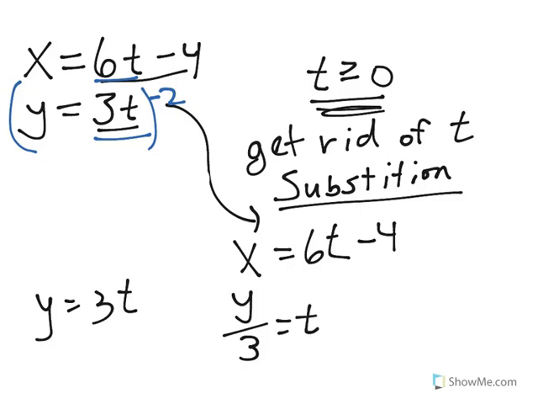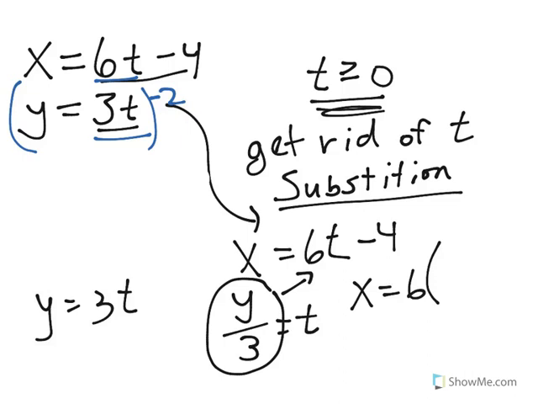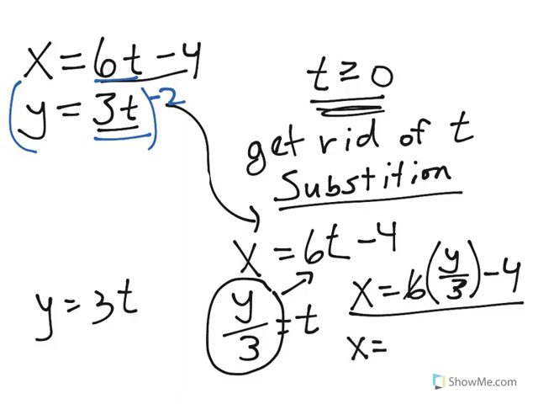And now substituting says where you see a t, replace the t with y over 3. So the top equation becomes x equals 6 times y over 3 minus 4. There's an equation that doesn't involve a t anymore. Technically, we did follow the directions. We do have an equation right now that only has an x and a y in it. We did eliminate the parameter t, but we should probably simplify this as well. This is x equals, let's see, 6 and the 3 can cancel, so you're left with 2y minus 4.